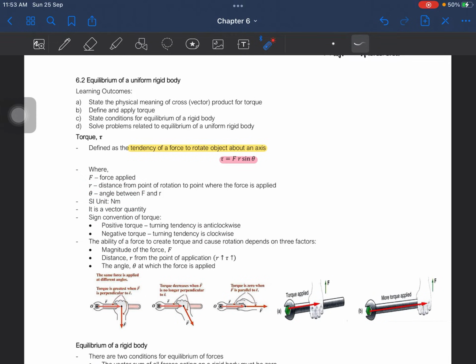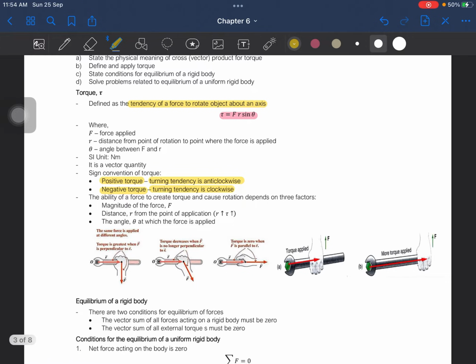So a positive torque means the turning tendency is anti-clockwise. If it is negative, it is clockwise. Okay, so the turning tendency is clockwise. Next, the ability of a force to create torque and cause rotation depends on three factors. So the three factors are the magnitude of the force, the distance from the point of application. So the greater the distance, the higher the torque. And lastly, the angle at which the force is applied.